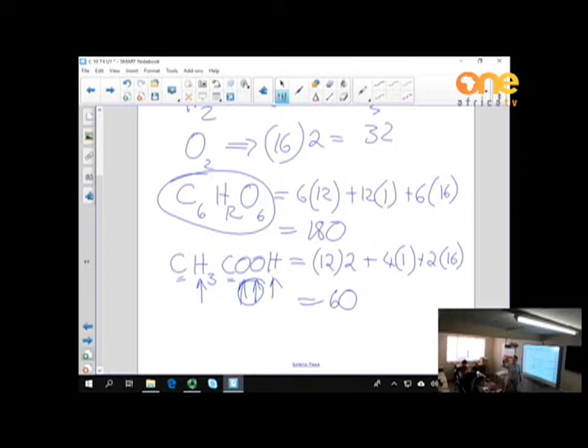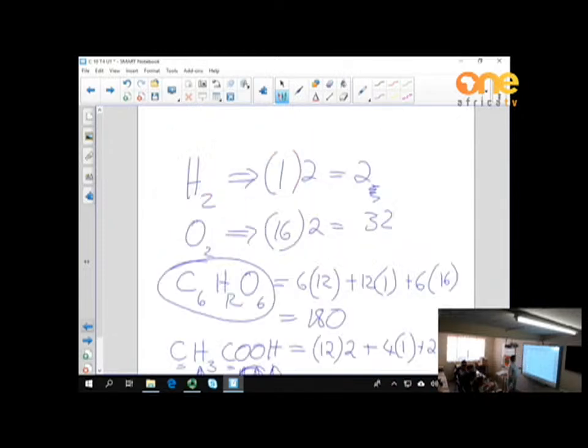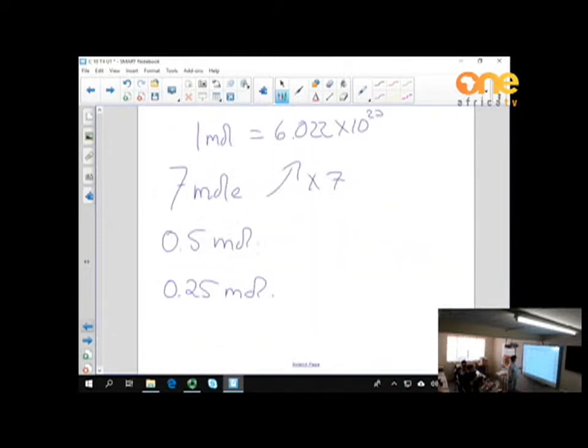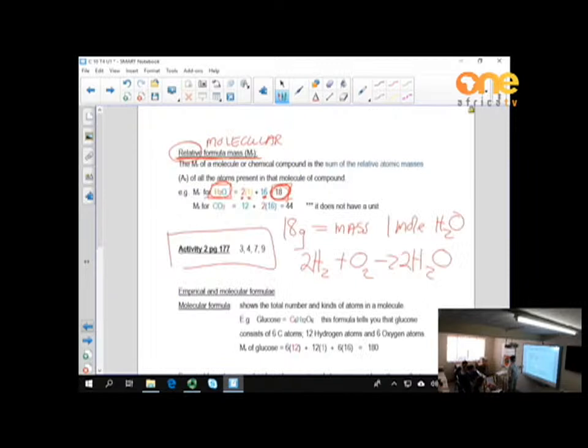So if I had 60 grams of ethanoic acid, I will have 1 mole, which is 6,022 times 10 to the power 23 molecules of this whole thing. Ethanol is an alcohol, and ethanoic acid is a carboxylic acid.